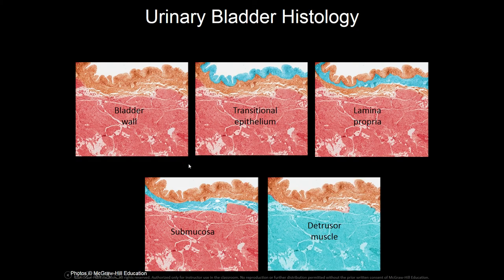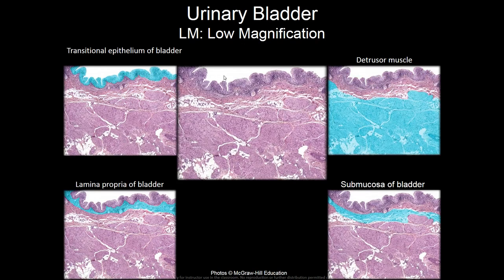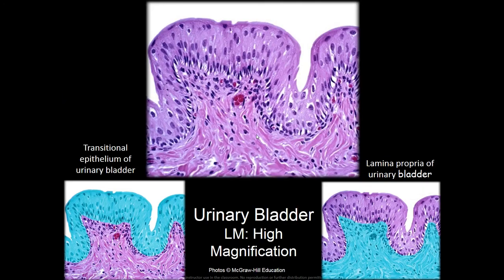So this is the longitudinal section of the tissue of the urinary bladder, so you can see the different layers. This is the transitional epithelium. This is the detrusor muscle. And this region will be called the submucosa. And this will be the lamina propria that holds this transitional epithelium. So again, this is the transitional epithelium of the urinary bladder, submucosa in here, and this is the detrusor muscle.